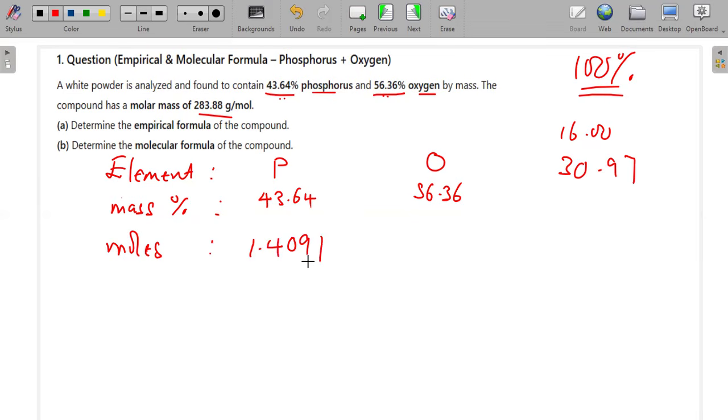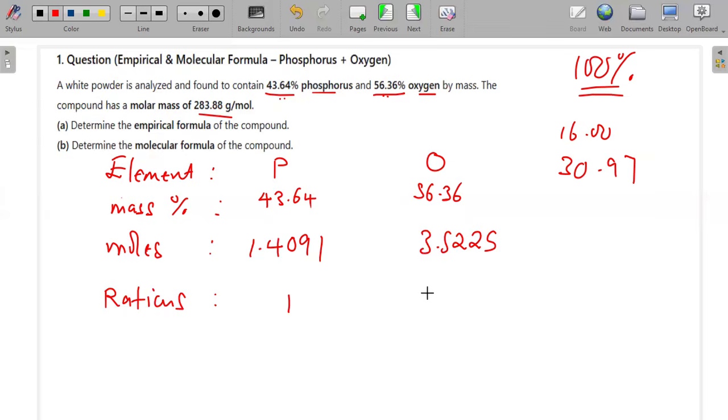1.4091. Okay. The other one is 56.36 divided by 16. That one gives me 3.5225. Okay. So you can clearly see that here, the smaller number is the 1.4 something. So to find the ratios, I'll just divide everything by this. So if I divide this by itself, I'm going to get 1. What about if I divide that by 1.4091.